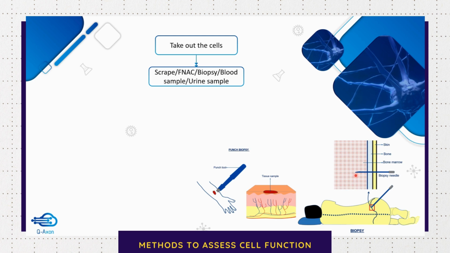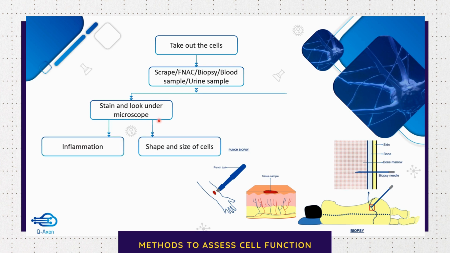Similarly, we can get samples of body fluids, such as a blood sample or urine sample, and further we can stain the sample and look under the microscope. What has affected the cell, we can directly visualize under the microscope. We can see the shape and size of the cell.